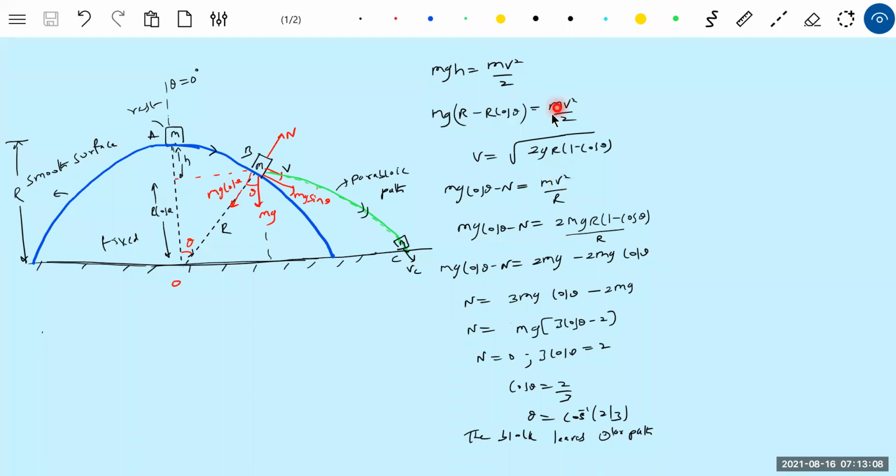I substitute the value of mv square here. 2mgr(1 minus cos theta). This r is due to this. This mv square is how much? 2mgr(1 minus cos theta), no? So this 2r will cancel out. What height will it descend? r cos theta, and the component of velocity also we will resolve.